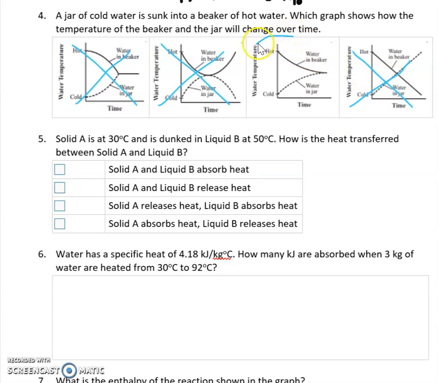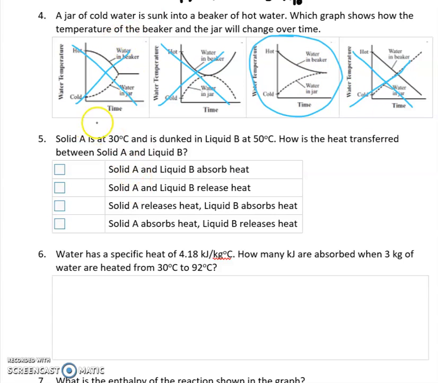So the only one that makes sense here is this one. Your hot progressively gets less hot, your cold progressively gets less cold, and they meet somewhere in the middle. And not as sharply as this one where they just randomly went boom, we're the same temperature. No, it's a gradual same temperature.